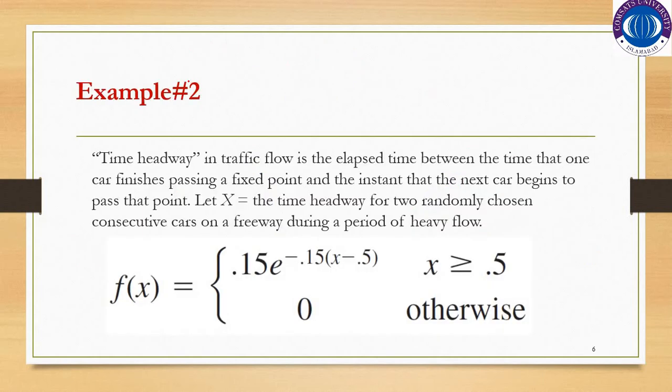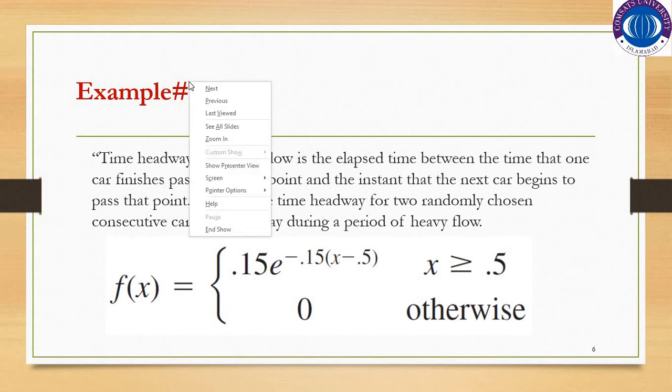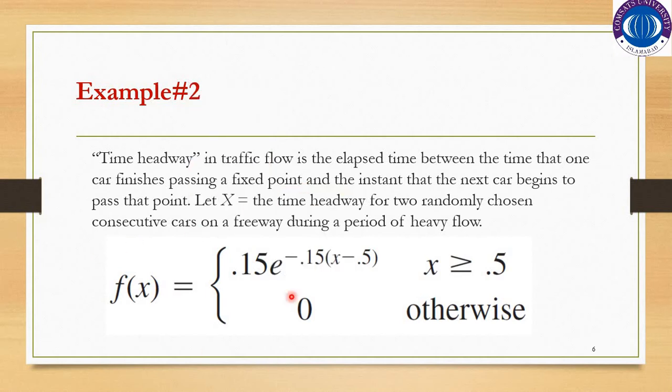Example number 2. Time headway in a traffic flow is the elapsed time between the time that one car finishes passing a fixed point and the instant that the next car begins to pass that point. Let x be the time headway for two randomly chosen consecutive cars on a freeway during a period of heavy flow. We have a function which is describing this particular scenario, which is 0.15 into e raised to power minus 1.15 x minus 0.5, where x is greater than or equal to 0.5.